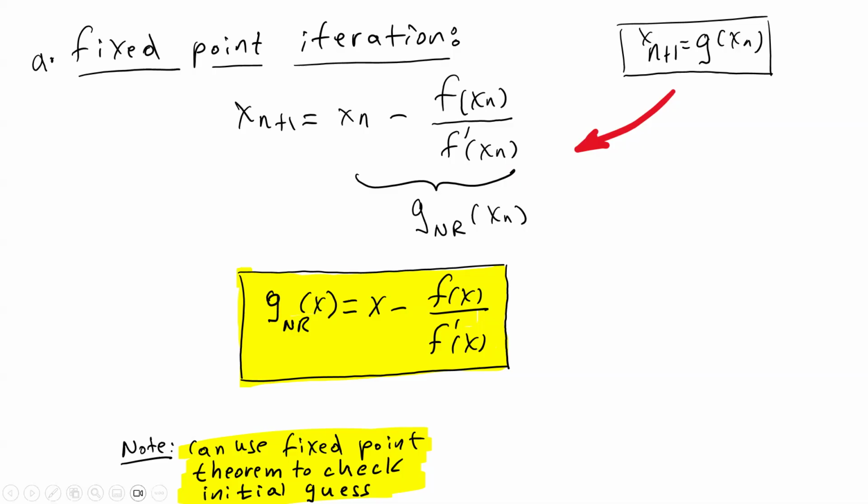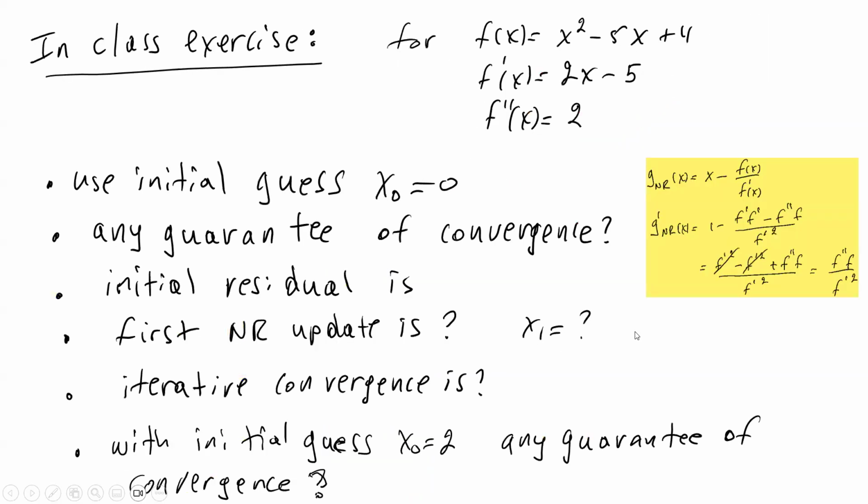And if you remember, for the fixed point iterations, we use the fixed point theorem to evaluate whether a given initial guess is expected to converge or not. And exactly the same we can apply for the Newton-Raphson method. Let's look at this example. We have this function, the previous function, but the initial guess is given as 0. Now we have to answer these questions: any guarantee of convergence, initial residual, first Newton-Raphson update, iterative convergence, and the rest.